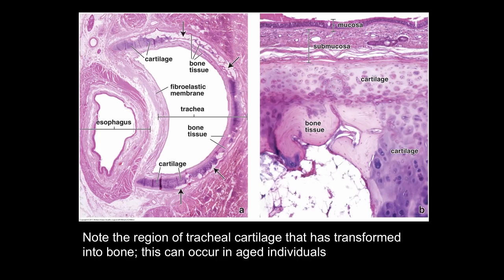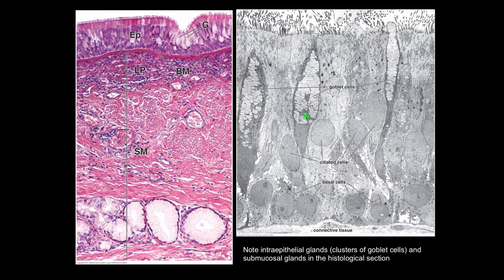Here's a region of the trachea in front of the esophagus. You'll remember this from gross anatomy. You can see the mucosal surface, the respiratory epithelium, the submucosa. Here are some of the cartilage that would support the trachea. And this is kind of an interesting slide because it shows some of this cartilage which is actually transformed into bone. This transformation actually does occur in aged individuals.